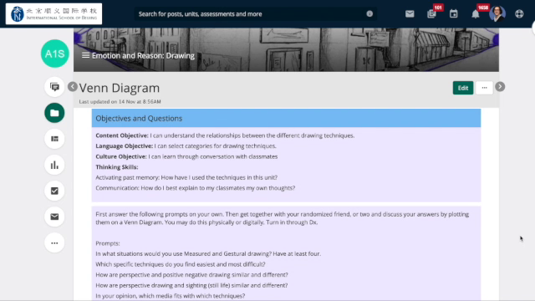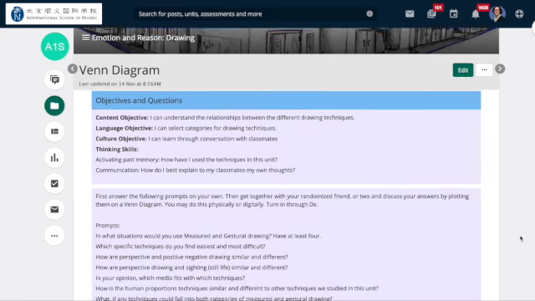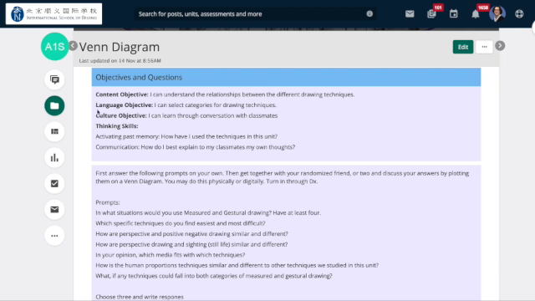So the next thing the students do is in groups, they make a Venn diagram both on the terminology and on the activities and the drawing techniques and approaches that we did. So you can see here, we've got our content, language, and culture objectives. I can learn through conversations with classmates. The Venn diagram is a group activity, but the students are chosen at random this time.